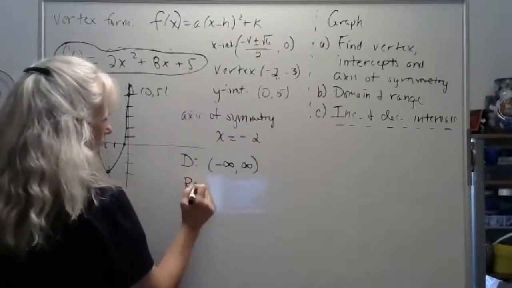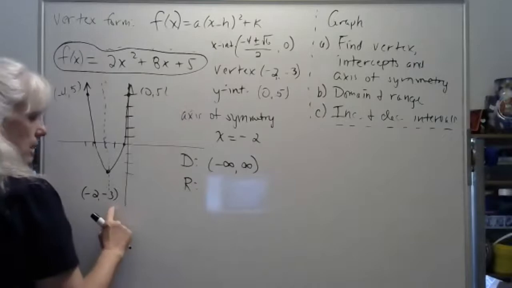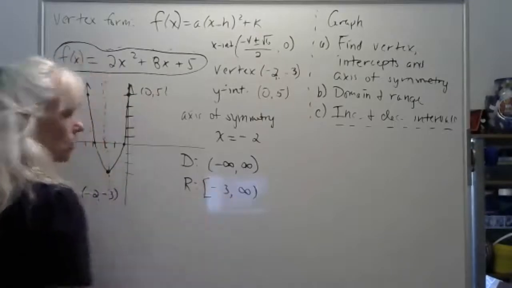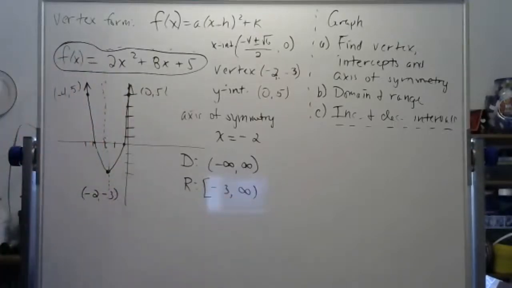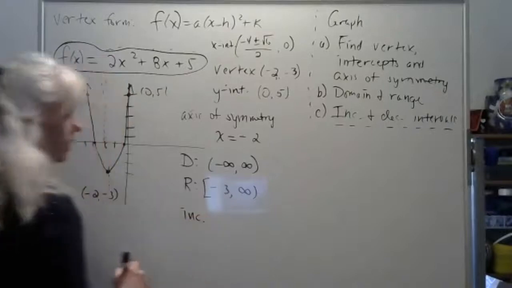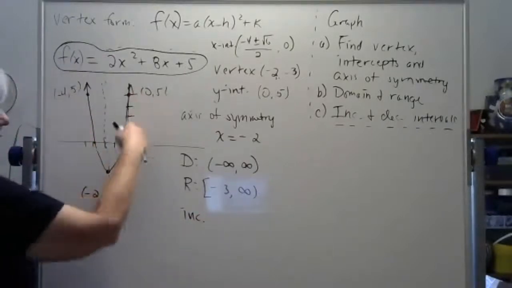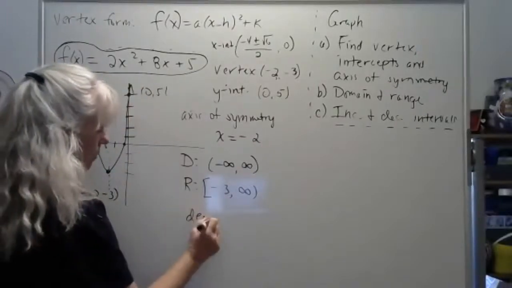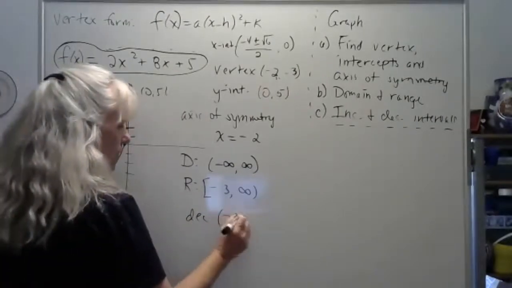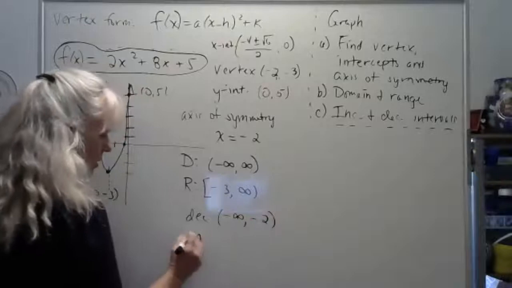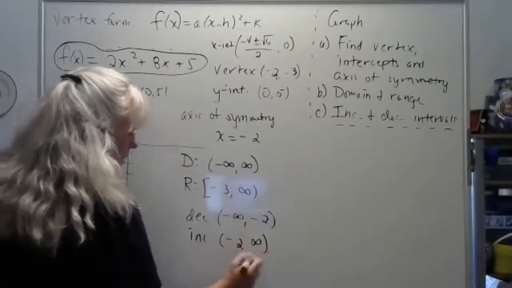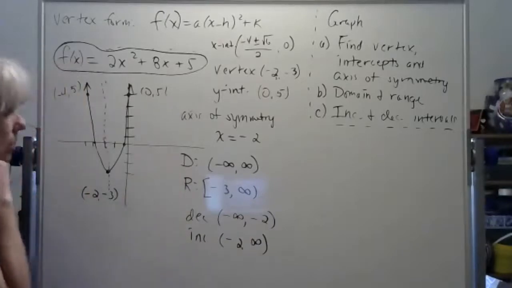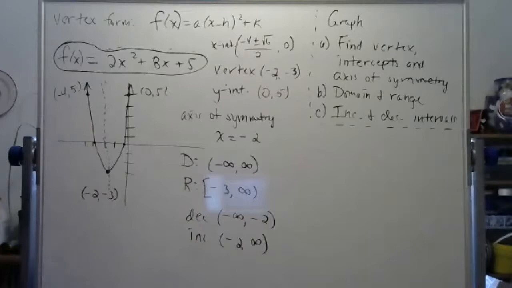Our range, in this case, is the bottom of the graph, which starts at -3 and goes up to infinity. Because -3 is part of it, we'll put a bracket on it. Increasing and decreasing, so this one's kind of flipped from our first one. It is decreasing on this side and increasing on this side. I'm going to write the decreasing first. I tend to write them in numerical order. So it's decreasing from -infinity to -2, and it's increasing from -2 to infinity. Again, the range picks up the y values, but those increasing and decreasing intervals are always the x values. Okay, and that's everything we need on that one.